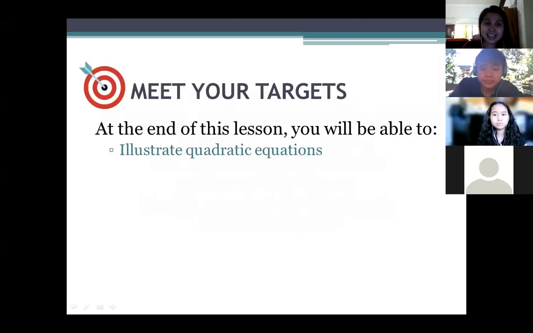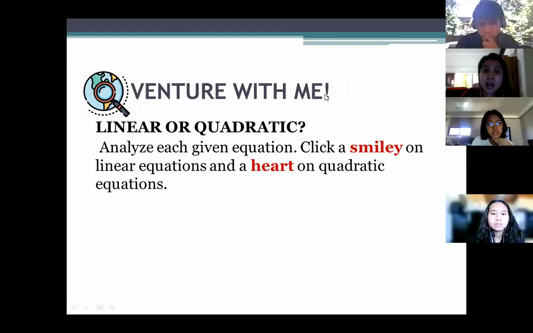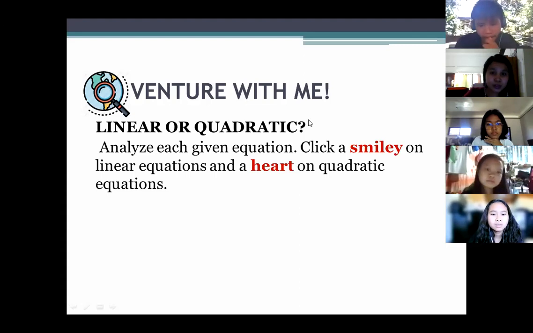At the end of this class, you'll be able to illustrate quadratic equations. Now let's start with a venture activity. Prepare your smileys and your hearts. Now what we do is, we will analyze each given equation. You click a smiley if it's a linear equation, and you click a heart if it's a quadratic equation. But I'll be the one to circle which one to do first.